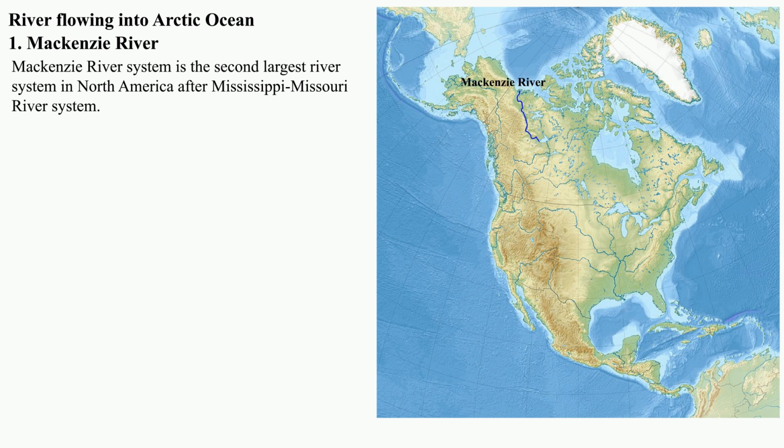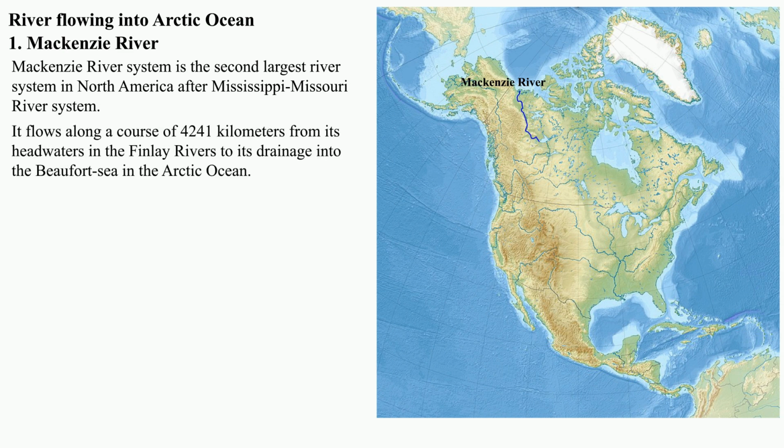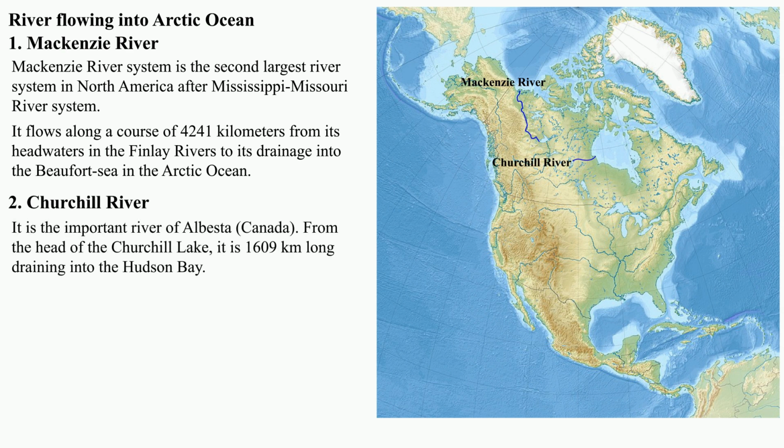Now it flows along a course of approximately 4,300 kilometers from its headwaters in the Finlay River to its drainage into the Beaufort Sea in the Arctic Ocean. The next important river of this category is the Churchill River. It is an important river of Alberta, Canada, from the head of the Churchill Lake. It's 1609 kilometers long, draining into the Hudson Bay. So do remember that the river drains into the Hudson Bay, which ultimately connects with the Arctic Ocean.